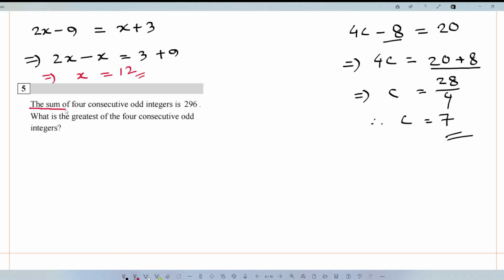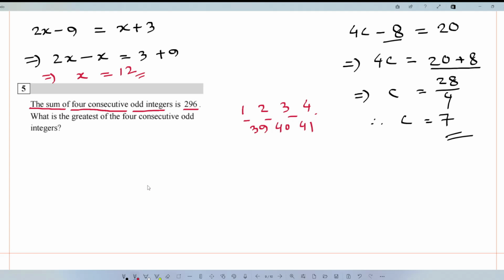Number 5. The sum of 4 consecutive odd integers is 296. Look, the sum of 4 consecutive numbers is like 1, 2, 3, 4. So we don't know which numbers they are. We can say consecutive numbers like 39, 40, 41. It's a consecutive number.